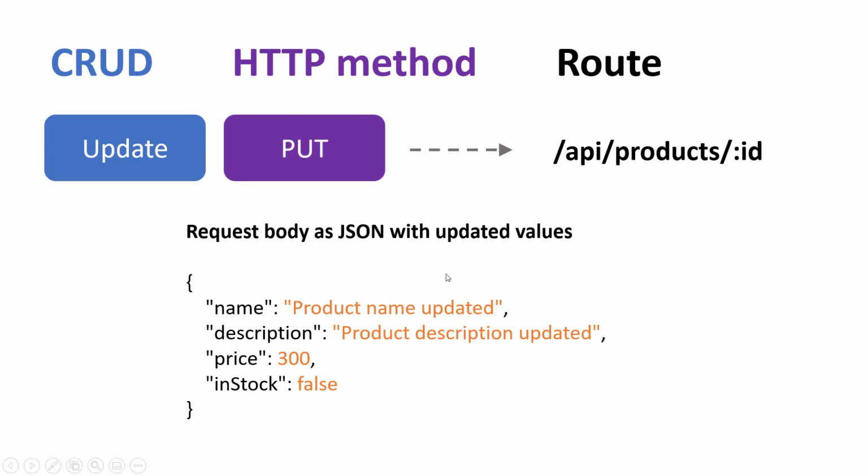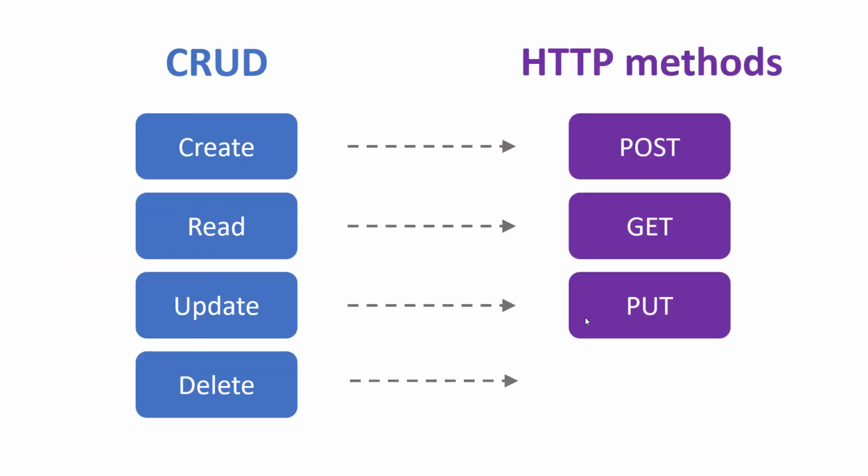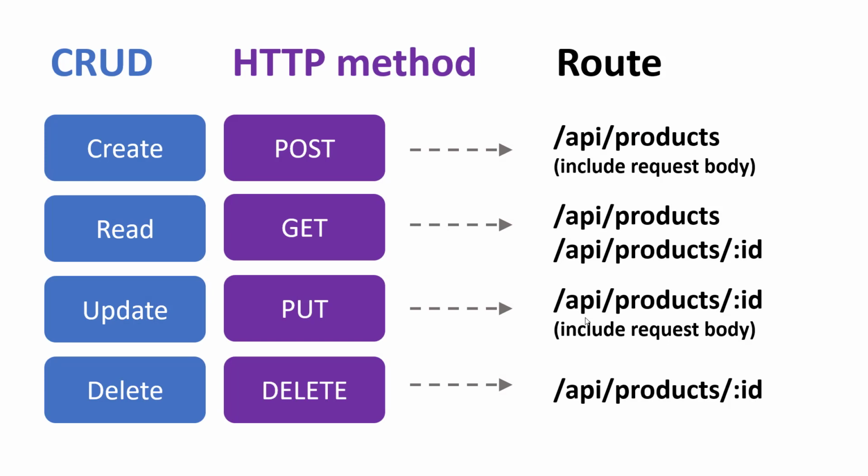The update that uses PUT will work pretty much the same way. We need to also include the ID of the product that we want to update, and then we need to include the request body, again as JSON, with the updated data that we want to be saved in the database. Okay, so that is pretty much the overview of the different routes that we will be developing in this API.